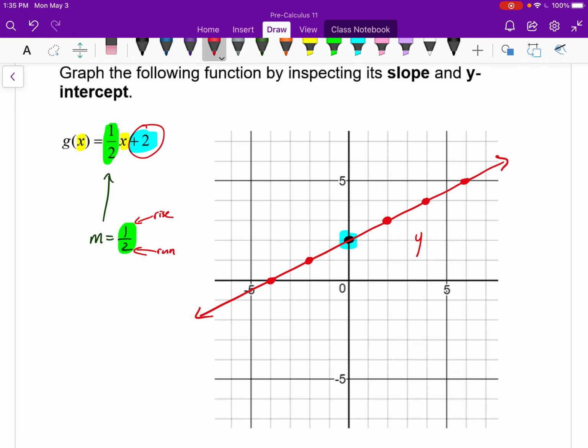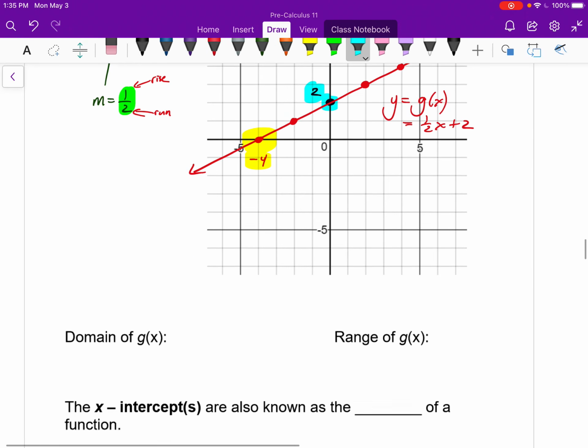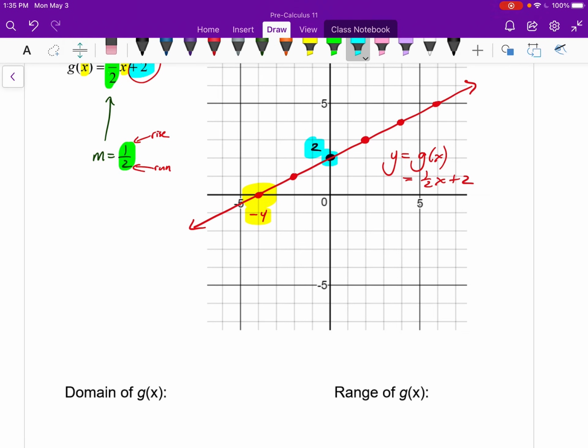There's my equation. Again, I can call this g of x, or I can call this 1/2 x plus 2. One's expressed in function notation, one's the actual equation. That said, I've also found my y-intercept right there, and there's the x-intercept. The y-intercept I knew right away by looking at the equation. And so that was pretty quick, again, assuming we remember these things about slope and y-intercept.